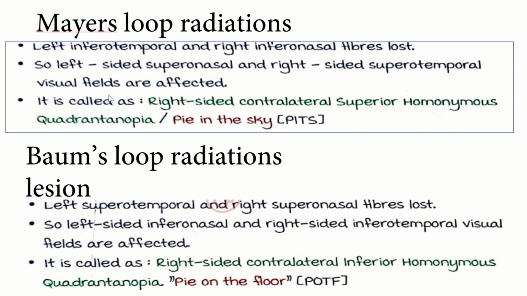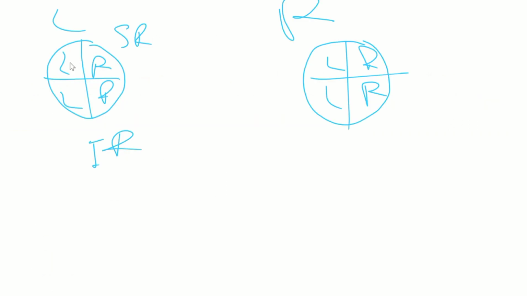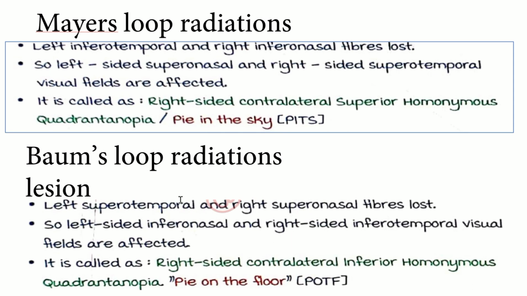And when both the loops are affected, then we say complete homonymous hemianopia. If Meyer's loop, then superior homonymous quadrantanopia. Quadrant means one quadrant, and inferior homonymous quadrantanopia means one quadrant. So we can divide our eye as upper quadrant, lower quadrant, superior retina, inferior retina. Homonymous, I have already explained, means the same side. Hemianopia, quadrantanopia means one quadrant only, and superior means the superior part, inferior means the inferior part of the retina. It's very easy to understand. So this is all about the regions of the visual pathway.